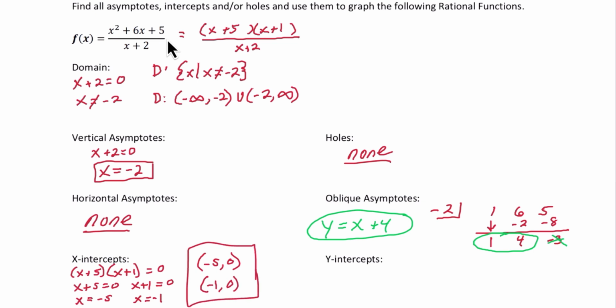To find the y-intercept, we set x equal to 0. And in this case, it's probably quicker to use the original, because we'll get 0 squared plus 6 times 0 plus 5 over 0 plus 2. A lot of those just go away to 0, meaning we're left with 5 halves. As a coordinate, that would be (0, 5/2).